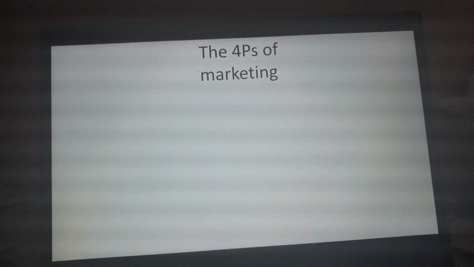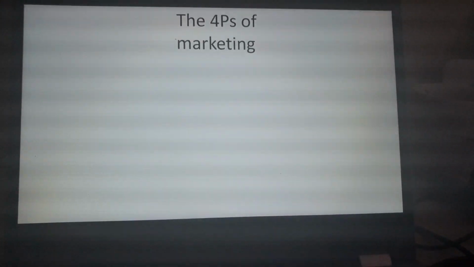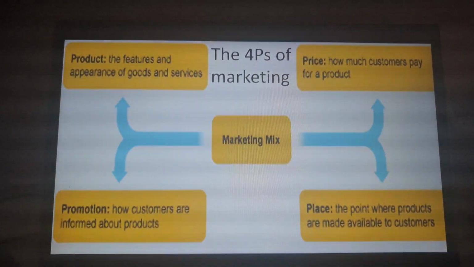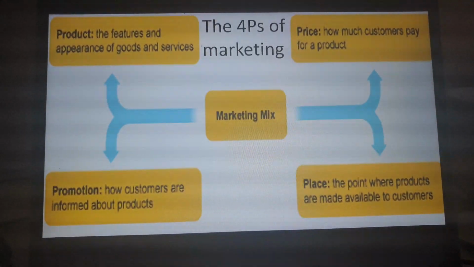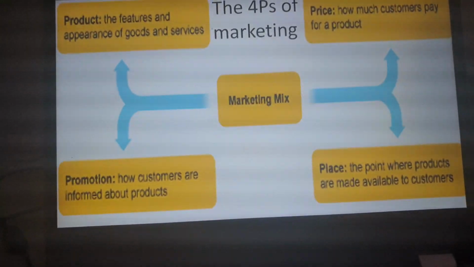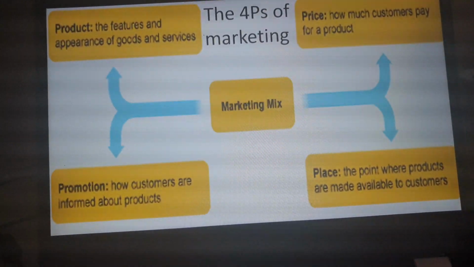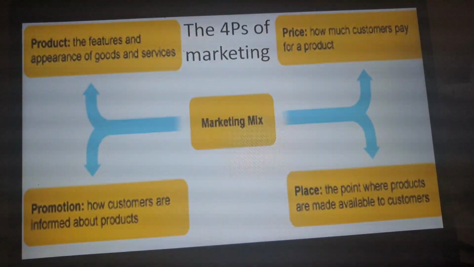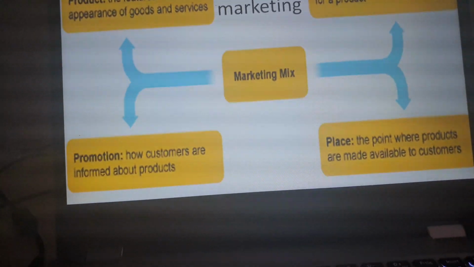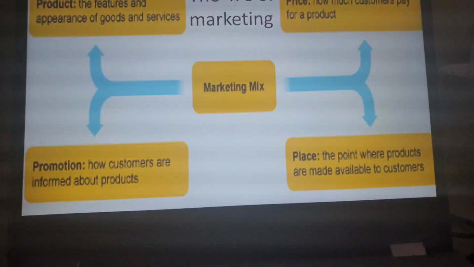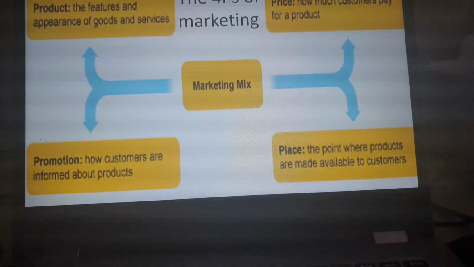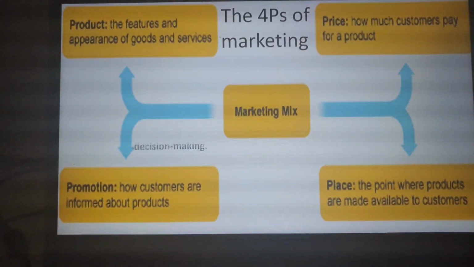So the 4 P's of marketing, that means the principles of marketing, it is called a marketing mix. In other words, when you mix all those 4 P's, then your marketing is done. The first one is product, meaning the features and appearance of goods and services. The second one is price, how much a customer pays for a good. The other one is promotion, how customers are informed about the products. And the last one is place, the point where products are made and available to the customers.